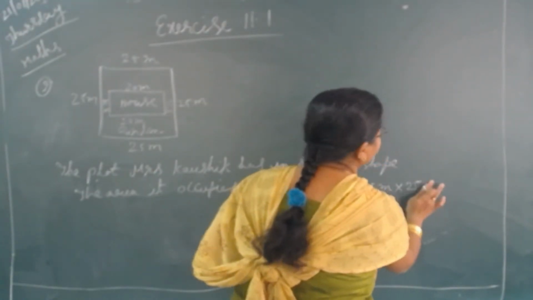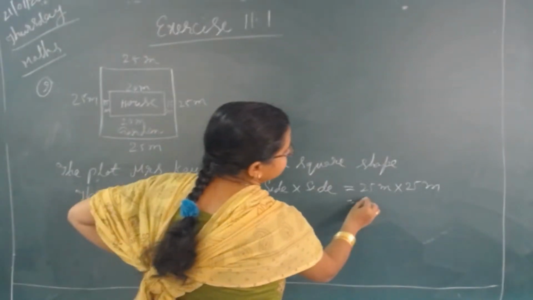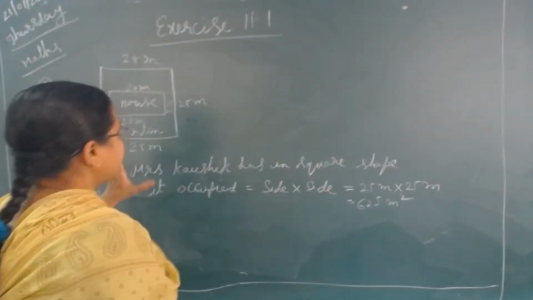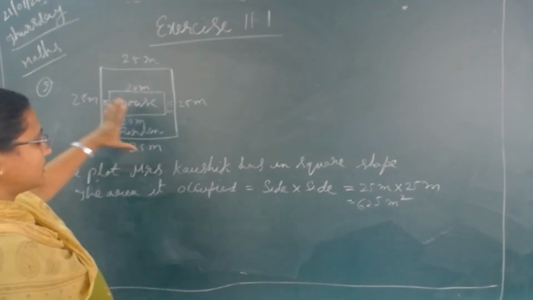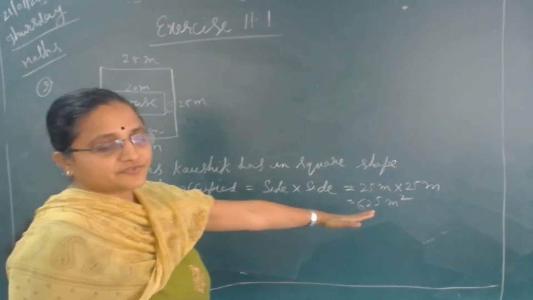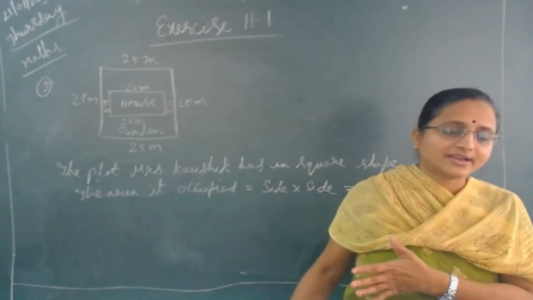Don't write M here at the end. 25 into 25 is 625 meters square. See, the area occupied by the whole plot is 625 meters square. And now what do we have to find out?